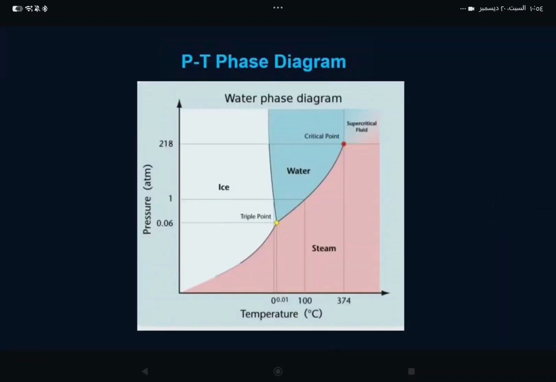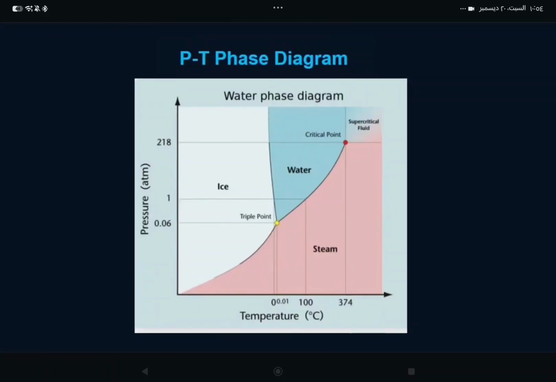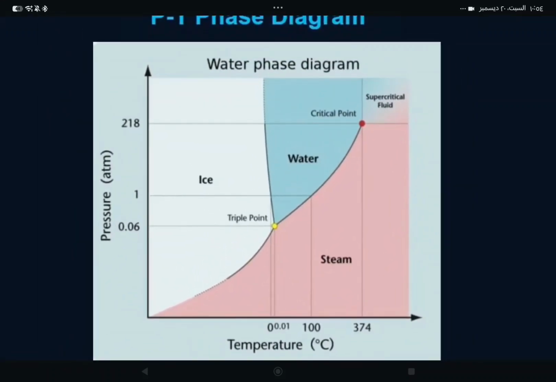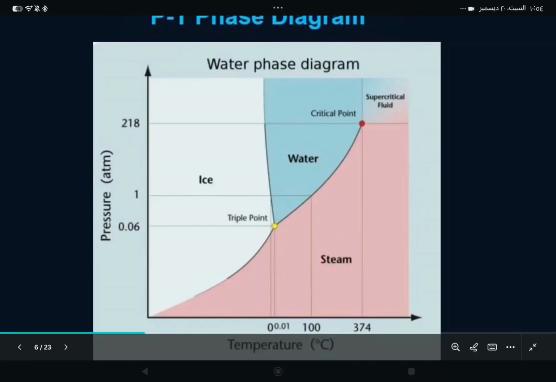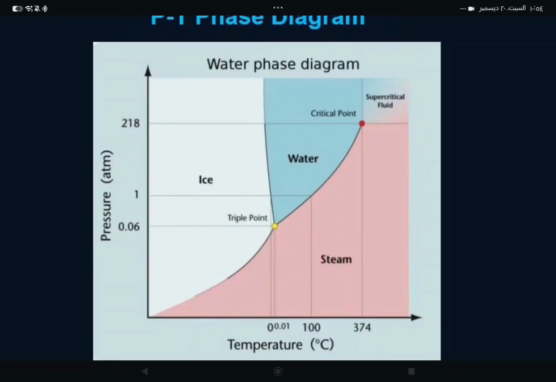So this is the phase diagram I talked about before. This is the pressure and the temperature, and we have the triple point. See, this curve is between ice and steam. This curve is between ice and water. This curve is the water-steam curve. The triple point is at this point.